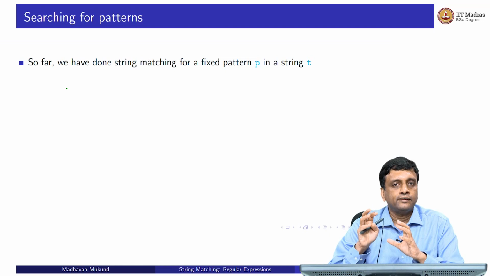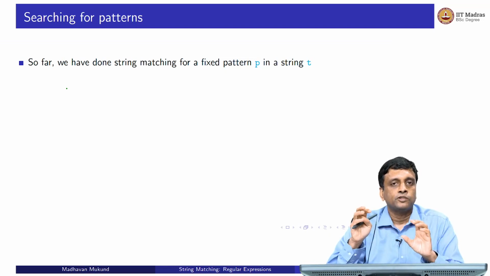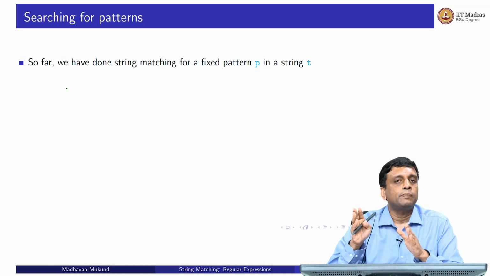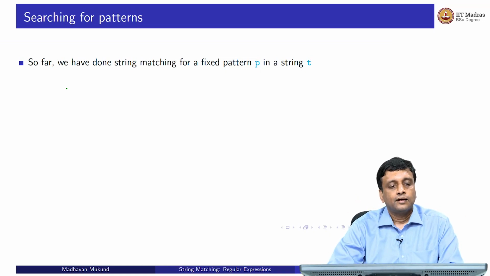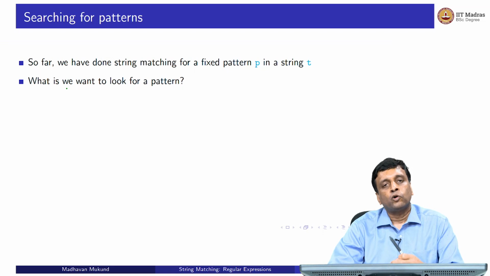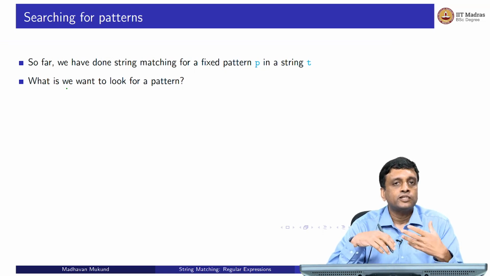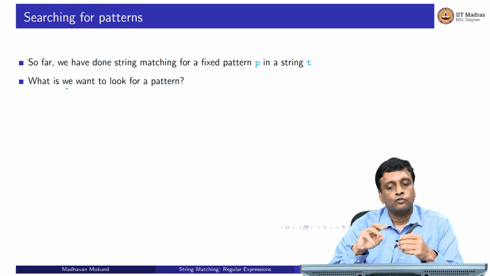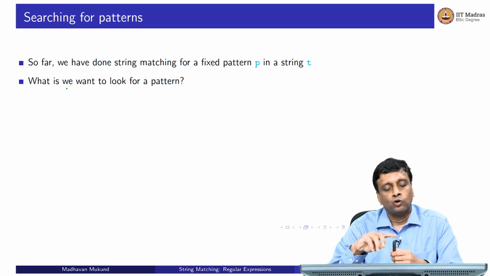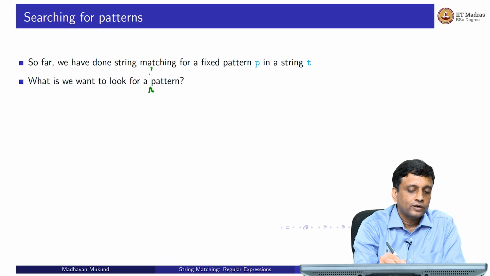Right? So we have a pattern which consists of one word or a sequence of words, and we are looking for a match of this pattern against the text. Now, what if we want to look for a real pattern? That is something which can be matched in more than one way, right? So instead of looking for a fixed pattern, we want to look for a, let me call it, a flexible pattern.